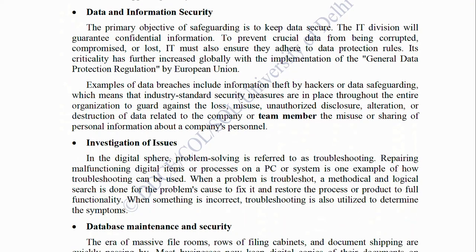The primary objective of safeguarding is to keep data secure. The IT division will guarantee confidential information to prevent crucial data from being corrupted, compromised, or lost. IT must also ensure they adhere to data protection rules. Its criticality has further increased globally with the implementation of the General Data Protection Regulation by the European Union. Examples of data breaches include information theft by hackers or data safeguarding, which means that industry standard security measures are in place throughout the entire organization to guard against the loss, misuse, unauthorized disclosure, alteration, or destruction of data related to the company or team member, the misuse or sharing of personal information about a company's personnel.